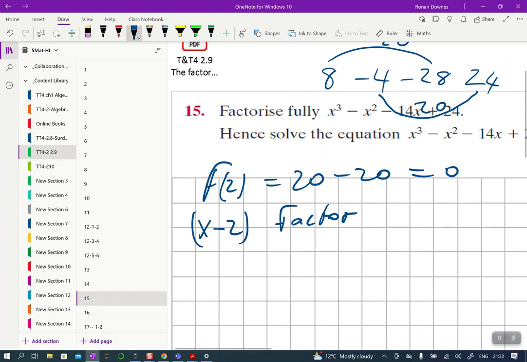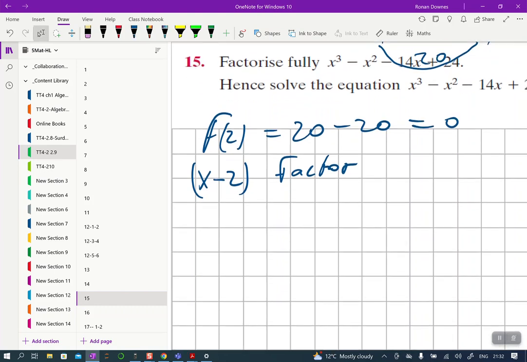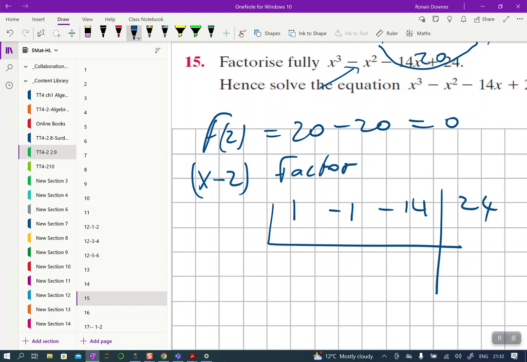And our choice, rather than long division, is synthetic division, because it's done in an instant. But if you want to do this by long division, x minus 2 into this, go ahead. I'm going to use 1, minus 1, minus 14 and 24, because I have no choice. They're the coefficients of the polynomial. And I'm going to use 2 as the root.